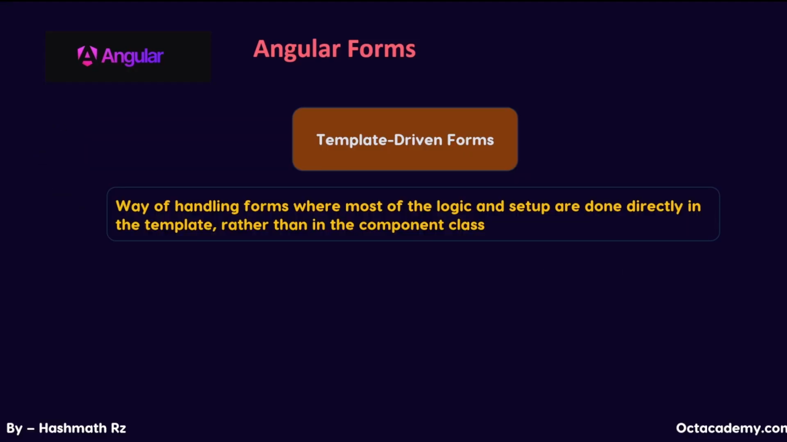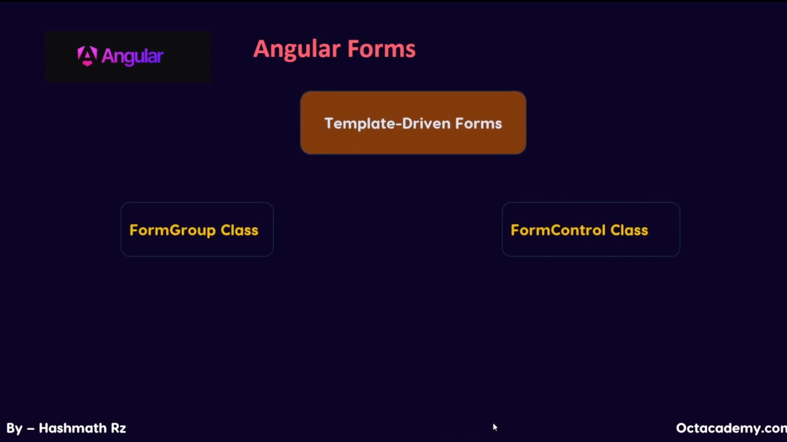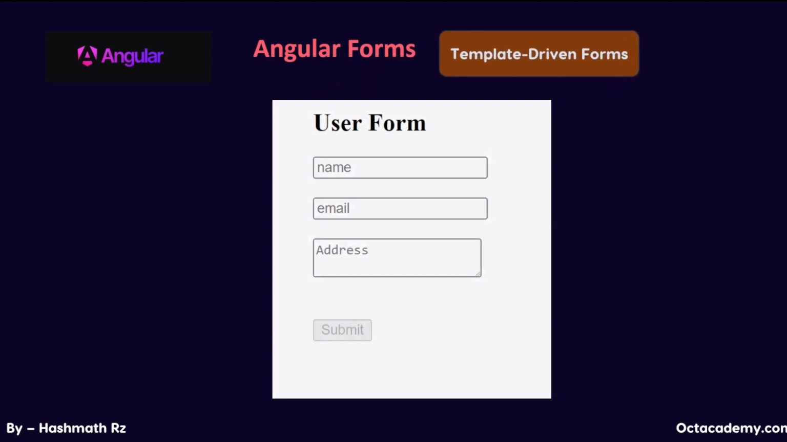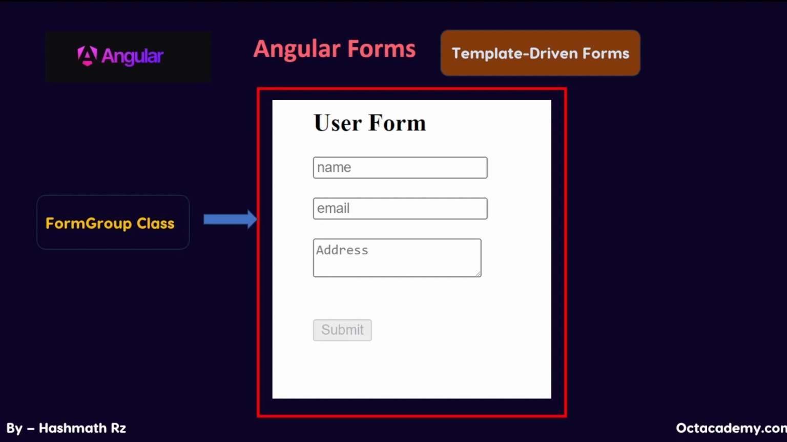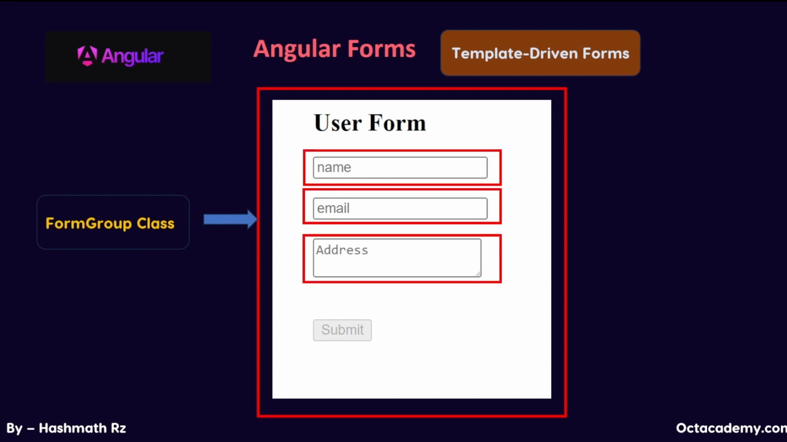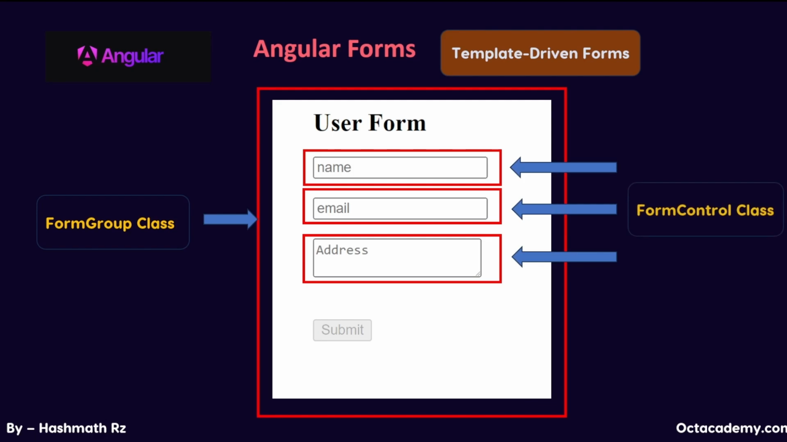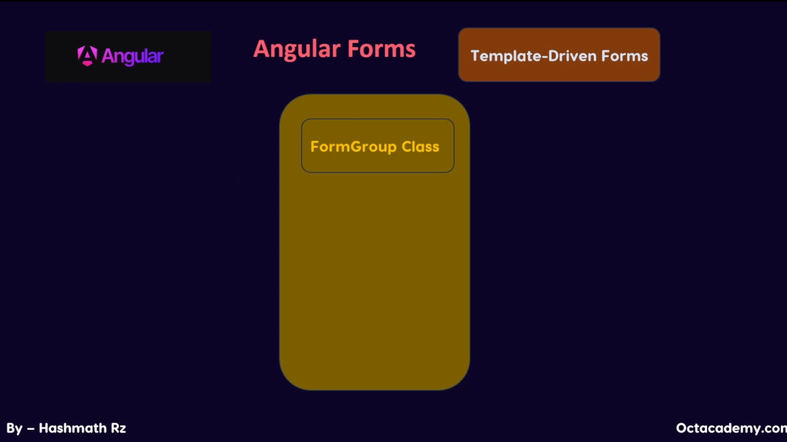Alright guys, in Angular when we're working with forms, there are two important classes that we have to consider: FormGroup and FormControl. We use the FormGroup class to represent the entire form, and we apply the FormControl class to each individual input field within that form. For example, consider our user details form. The entire form is managed by a form group, and each input field such as name, email and address uses the FormControl class, right? So we can have multiple instances of form control within a single form group.